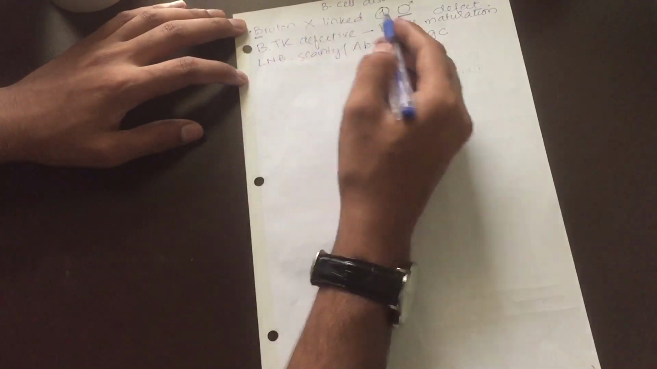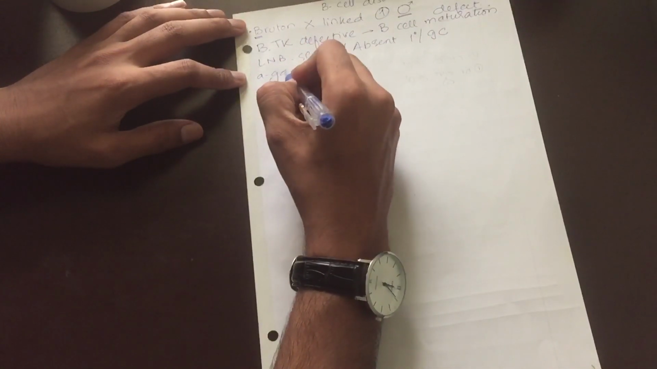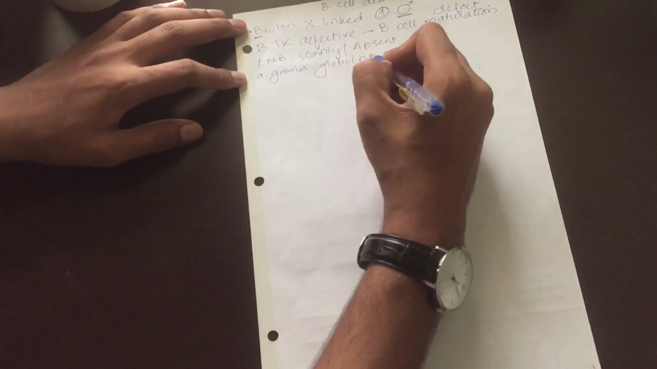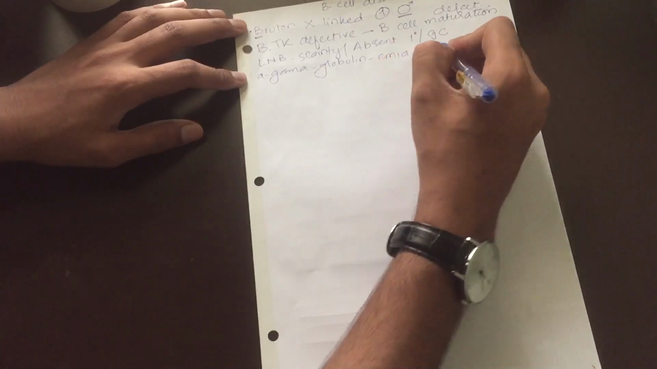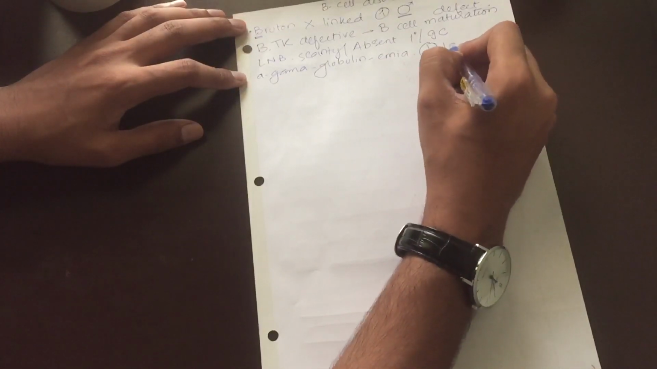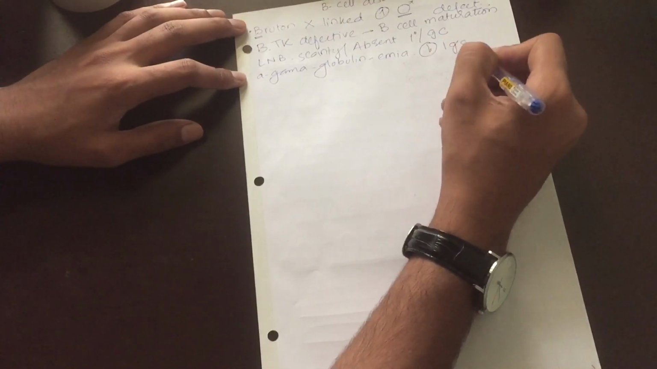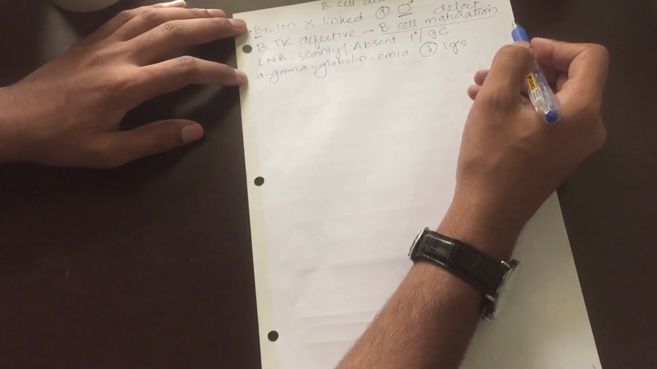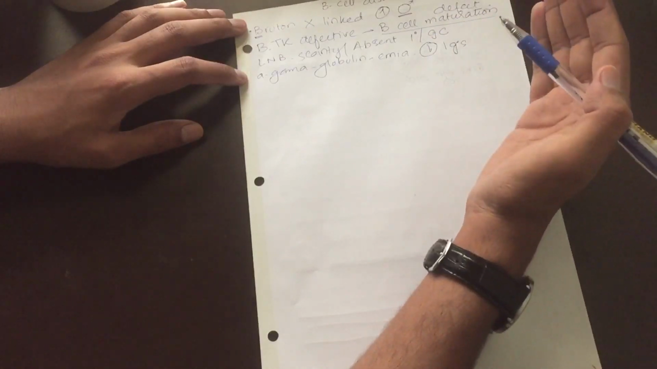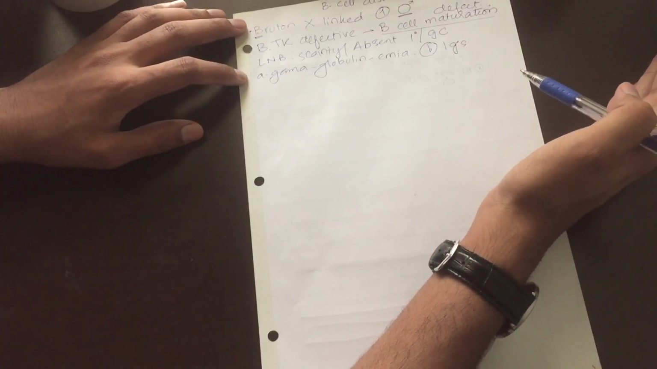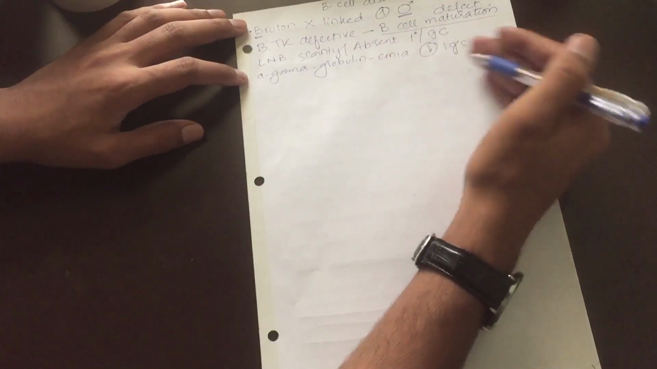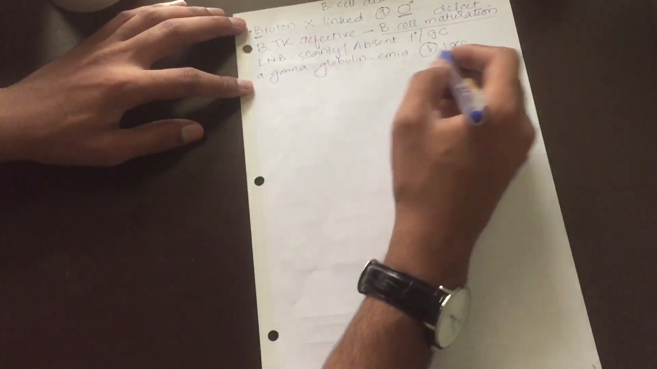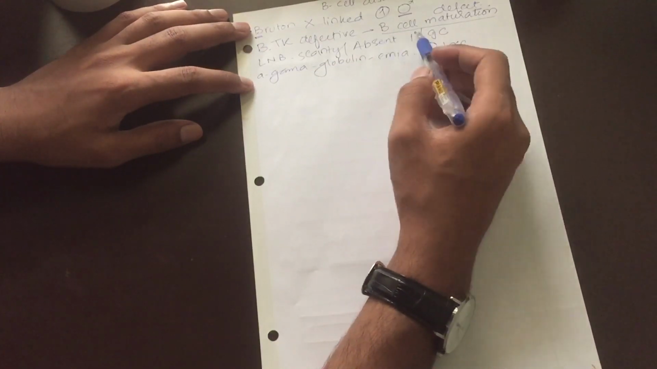Then this is agammaglobulinemia, so it means it decreases all kinds of immunoglobulins. Why? Because there is no B cell maturation, so there is no class switching. If there is no class switching, then the IgM, IgE, IgG, they cannot be transcribed. So this is the pathophysiology.